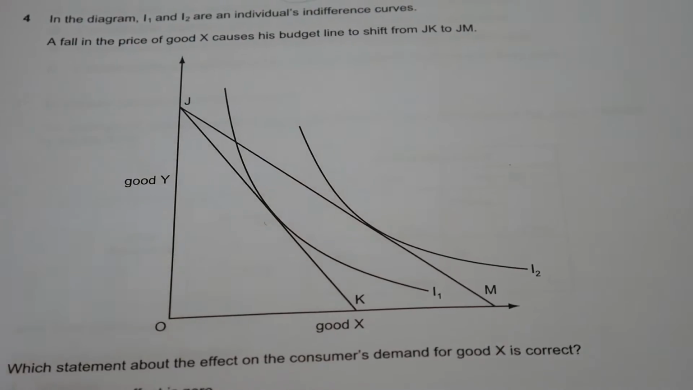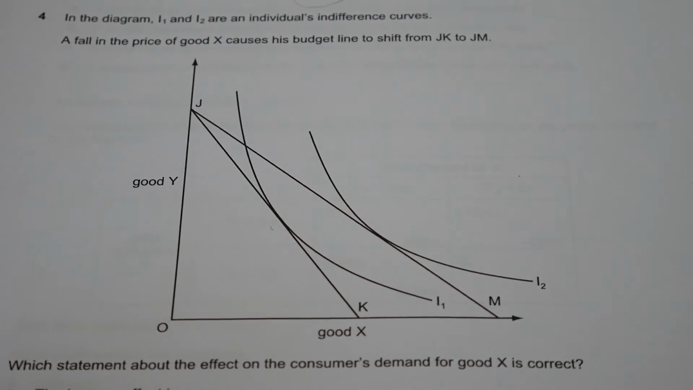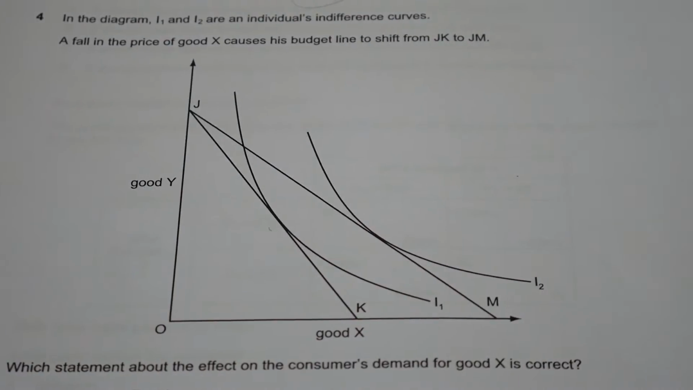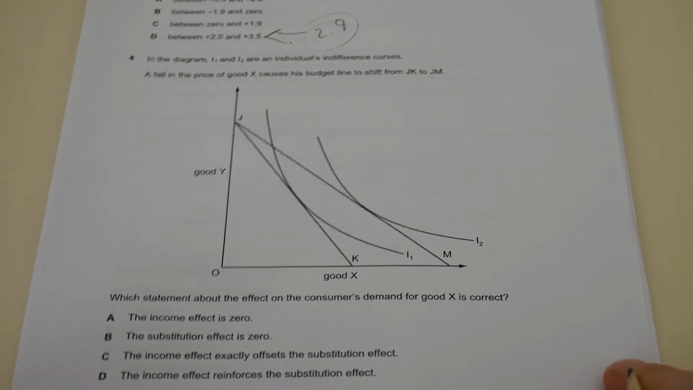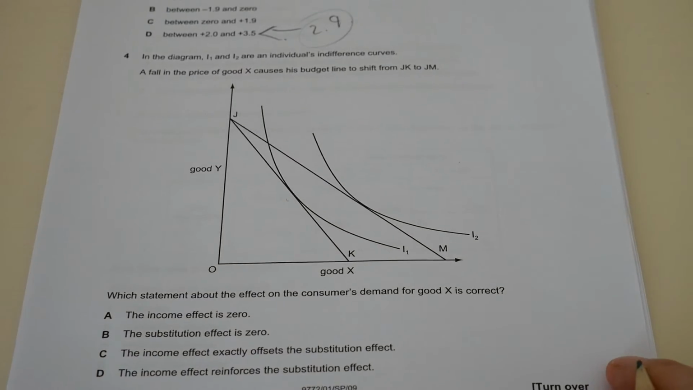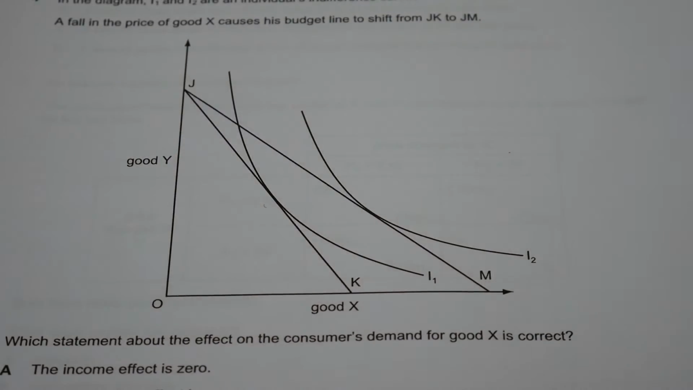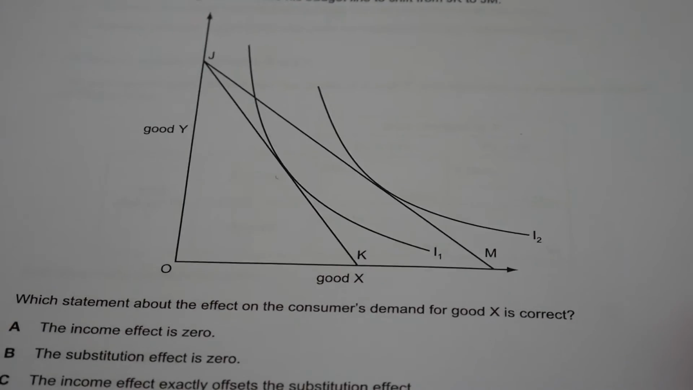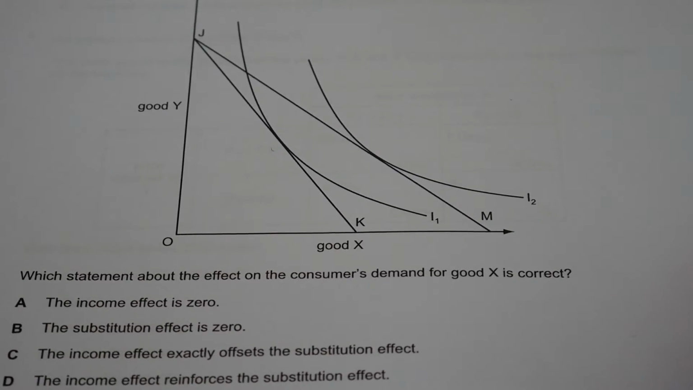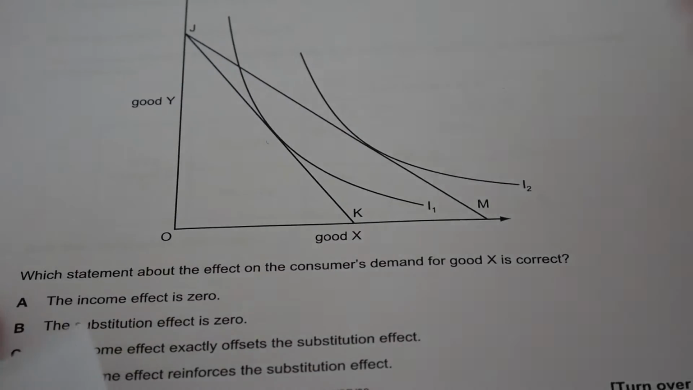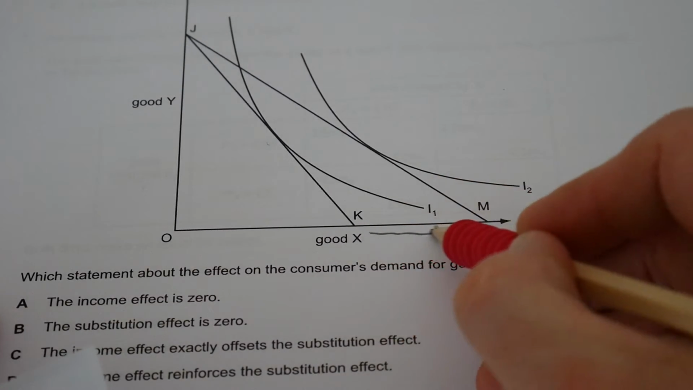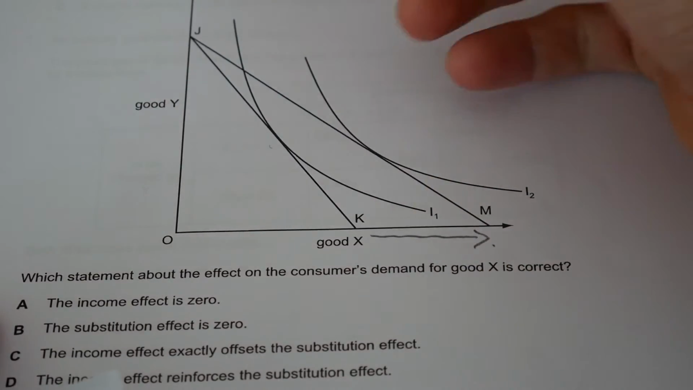With question 4, it's a bit of indifference curve analysis. Let's zoom out a little so we can get everything in. Actually, let's focus in on this, because we can see the question there. Which statement about the effect on the consumer's demand for good X is correct? It's really asking us to understand the income and substitution effects. We've got a price change which has caused this budget constraint to go from JK out to JM.